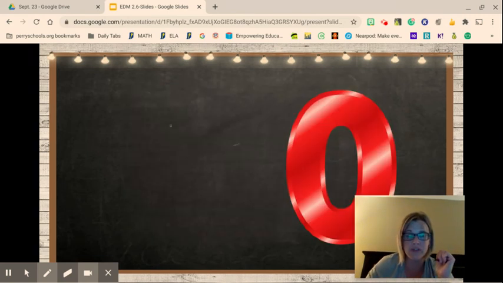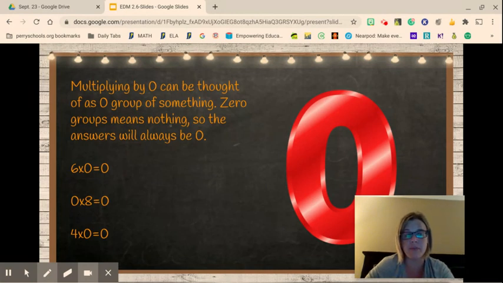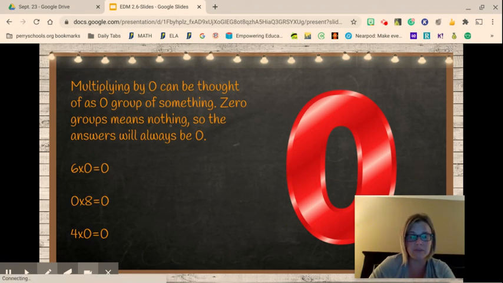Now the rules for times 1 or 0. Multiplying by 0 can be thought of as 0 groups of something. So 0 groups means nothing, so the answer will always be 0. 6 in a group, but I have 0 groups. 0. 8 in a group, but I have 0 groups, 0. 4 in a group, but I have 0 groups, 0. Anything times 0 is going to be 0.